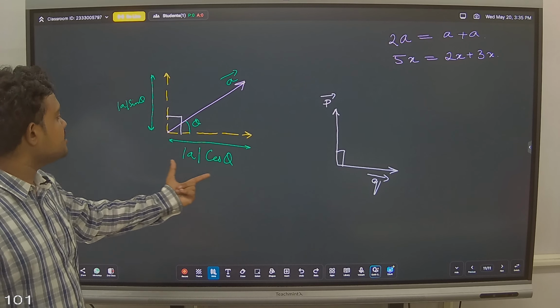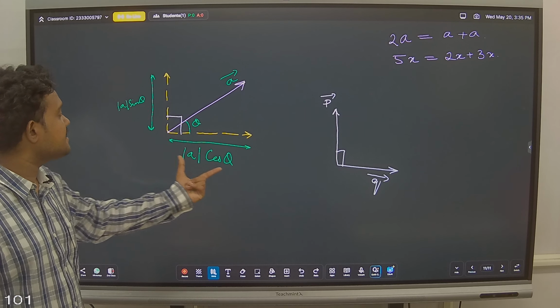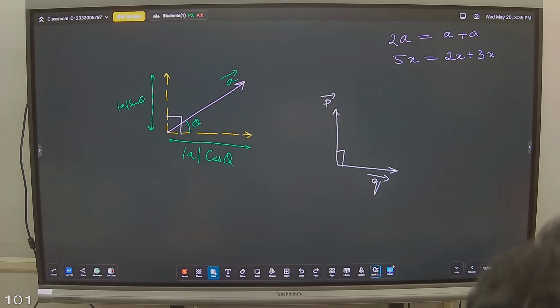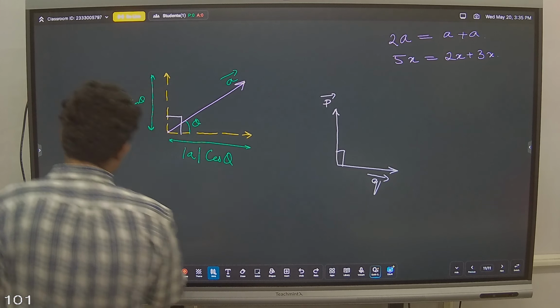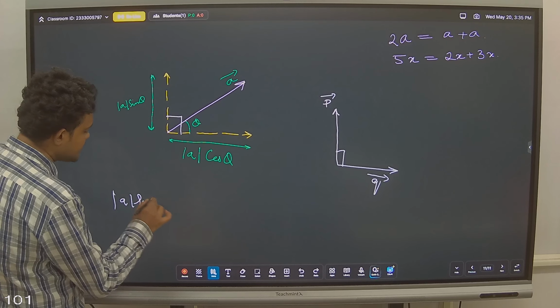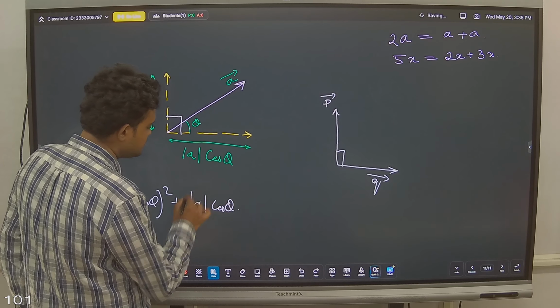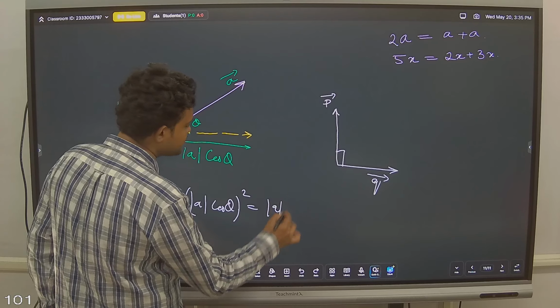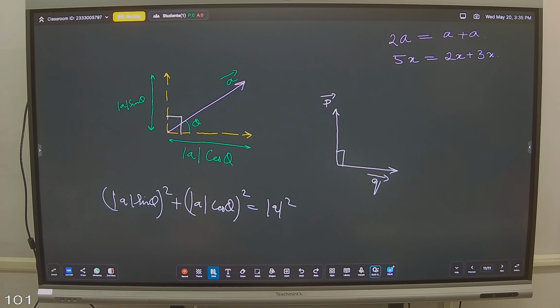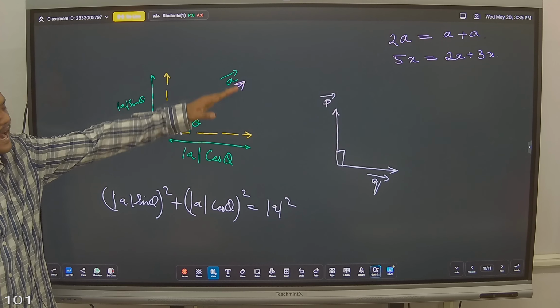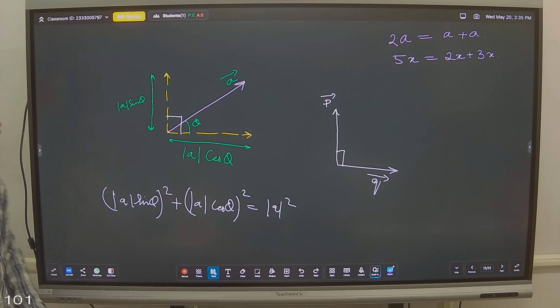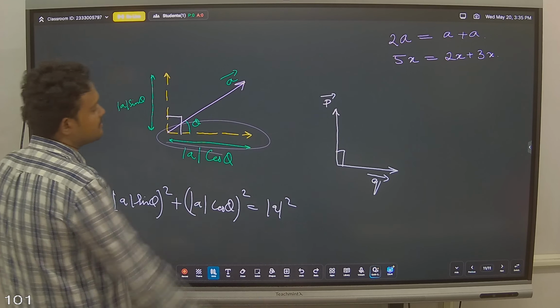Similarly, what happens when you do mod A cos theta the whole square plus mod A sin theta the whole square? You can take mod A square outside, and inside it becomes mod A sin theta the whole square plus mod A cos theta the whole square, which will give you mod A square, right? Which is what we expect because these rectangular components should add up to the original vector. So we have a method to find this vector, right?